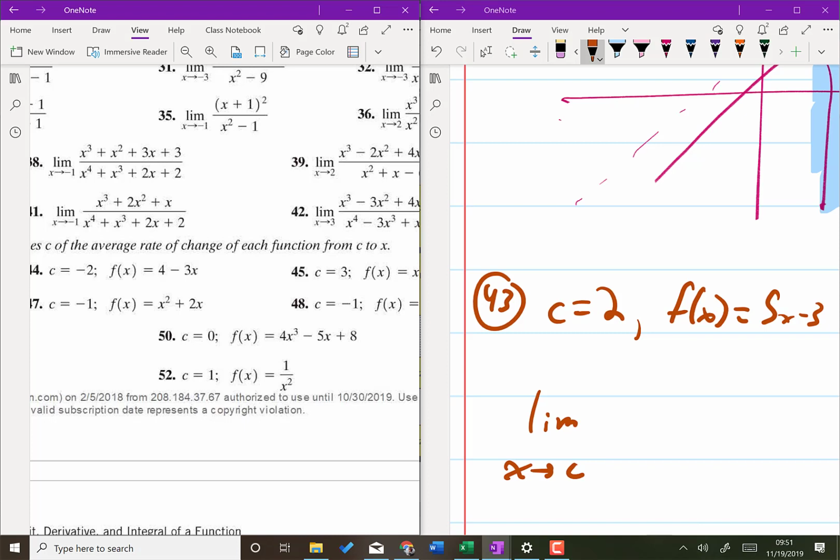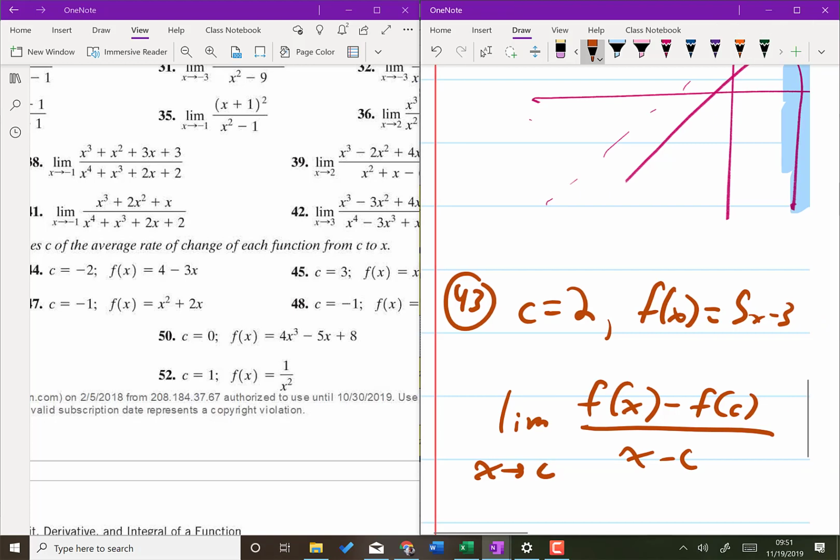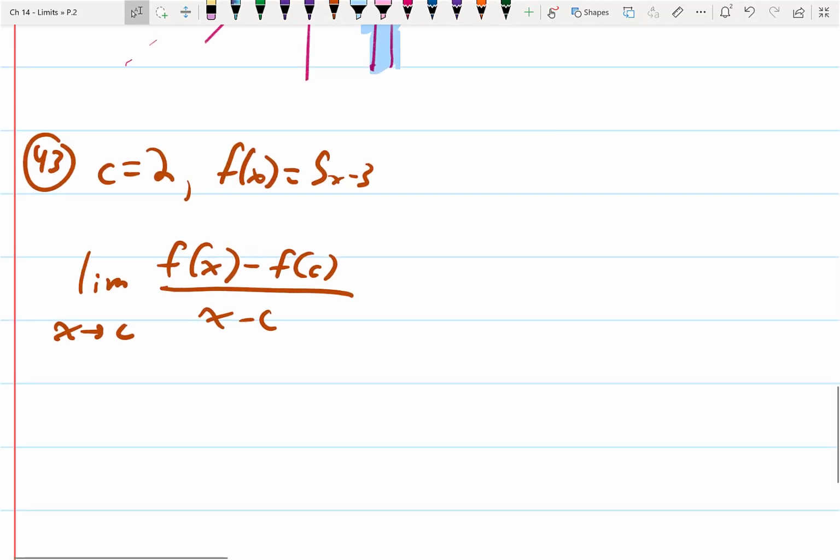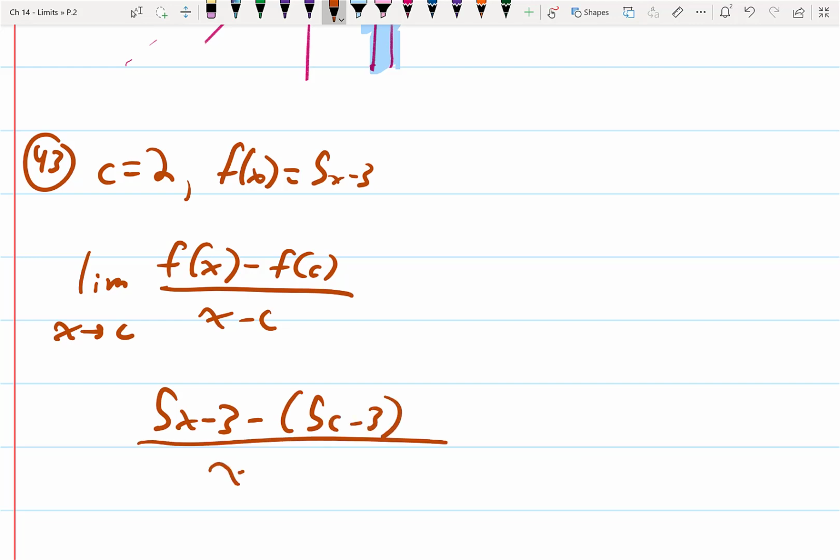Yeah, slope. So from c to x, that means we're going to do f of x minus f of c over x minus c. Doesn't that look a little familiar? Do you remember that thing called a difference quotient? Oh, yes. Well, let's do this. So f of x is just going to be 5x minus 3. And f of c is 5 times c minus 3 over x minus c, limit as x approaches c.